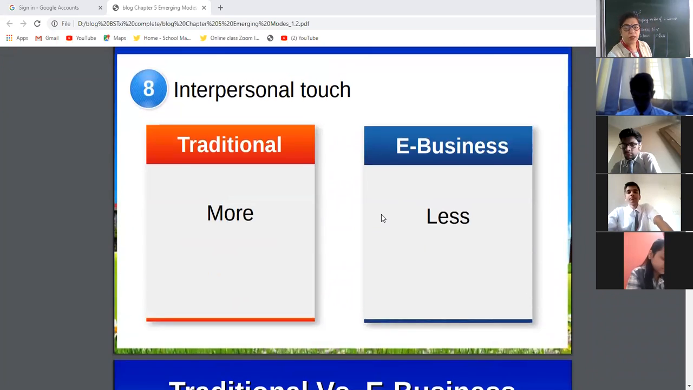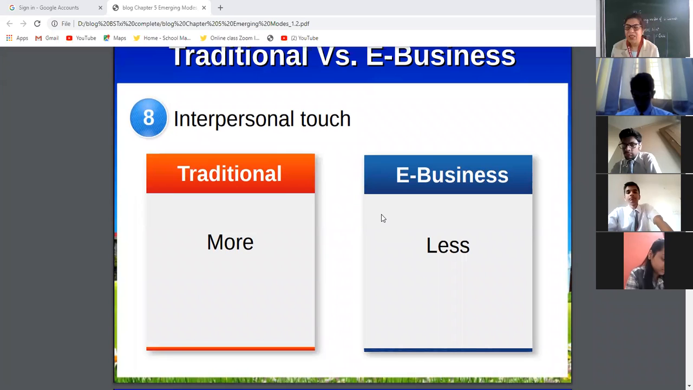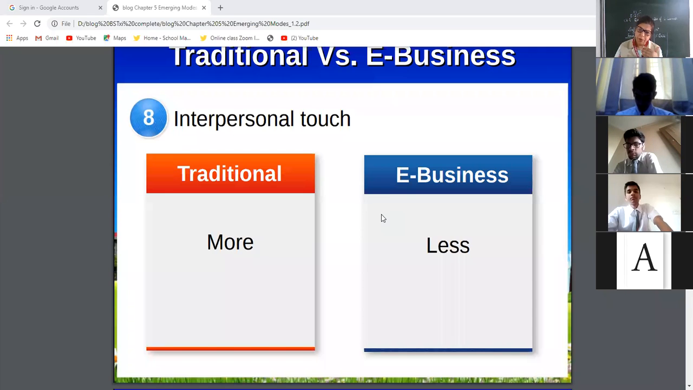Now interpersonal touch. Interpersonal touch means we know the seller, they know us. See, in many shops when you enter regularly, when you visit, they know about you. Ma'am, what is your demand? They know about your taste and preferences. So interpersonal touch means buyers and sellers know each other. But in e-business, we don't know about them.